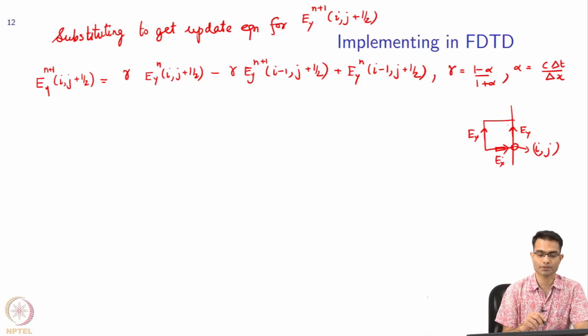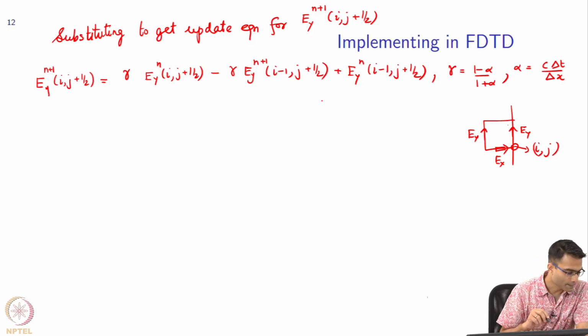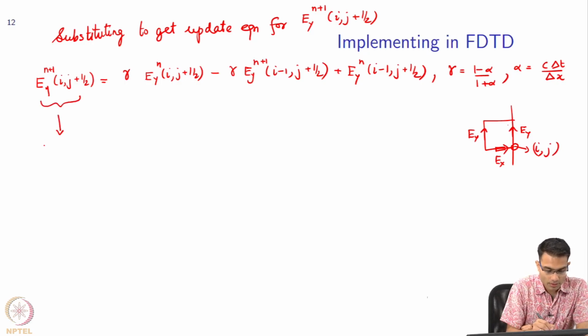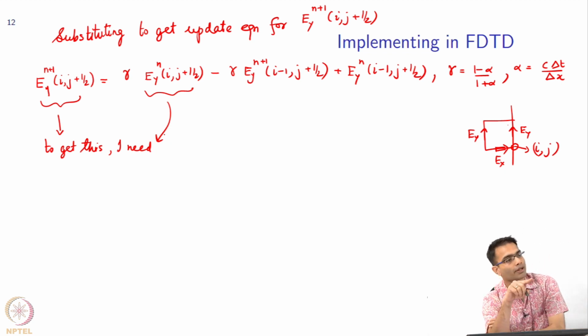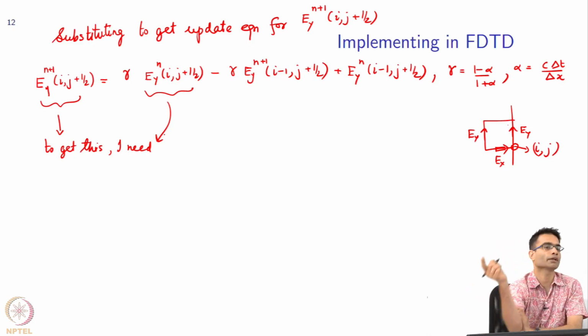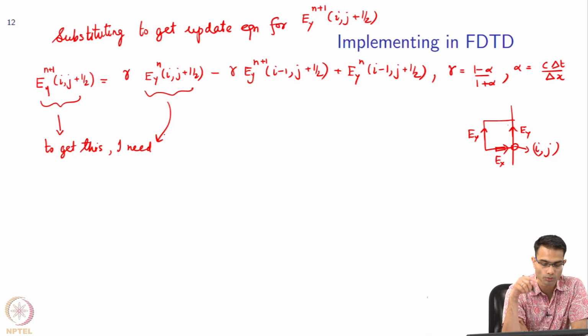So, this is an update equation purely in terms of Ey's at various different locations in space and time. In order to get this, I also need, at the same point in space, the electric field on the boundary at a previous time instance to update it at the present time instance. The only thing that is different between these two is n and n plus 1.